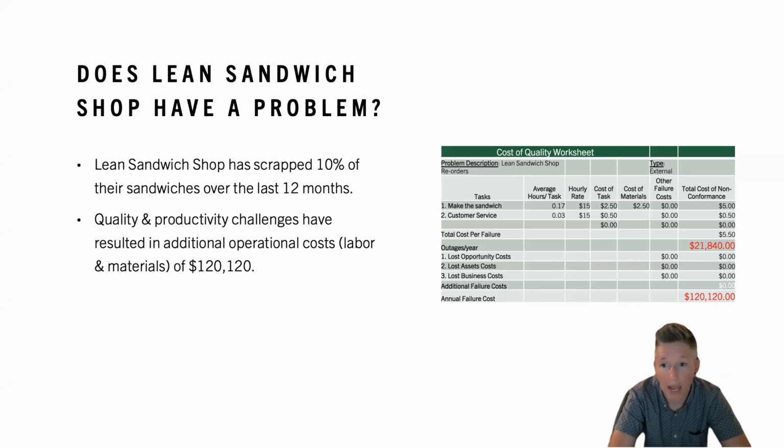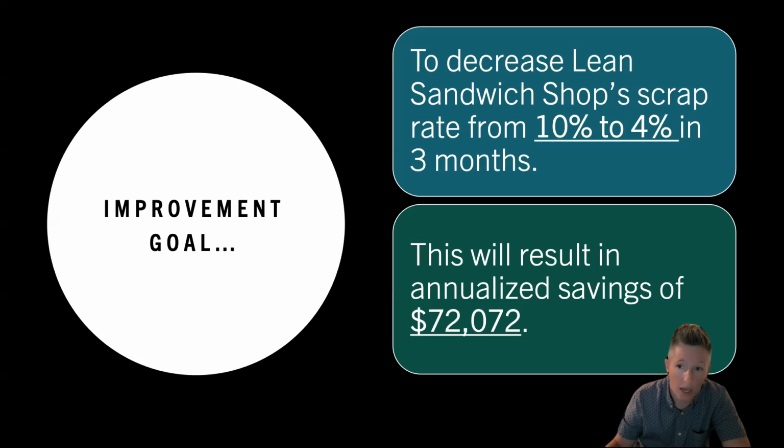Unfortunately, over the last 12 months, they've experienced a scrap rate of 10%. This has resulted in additional operating costs of roughly $120,000, as you can see here on our cost of quality worksheet. I hope that implementing a new process will decrease that rate from 10% to 4% in the next 3 months, which should result in an annualized savings of roughly $72,000.